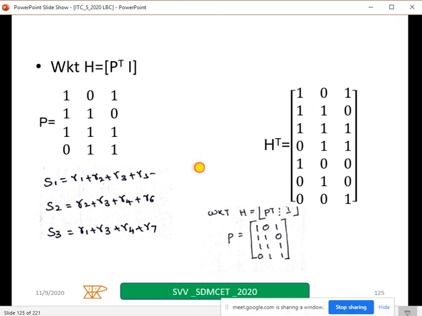From H transpose, you can write equation S1 equal to R1 plus R2 plus R3 plus R5. Wherever 1 is there, it becomes a part of the equation. If 0 is there, we skip it. The way you wrote for parity, using the parity matrix, we have done in the encoder. Similarly, for a decoder or a syndrome circuit, we use H transpose. We write the equation, then we draw the diagram.